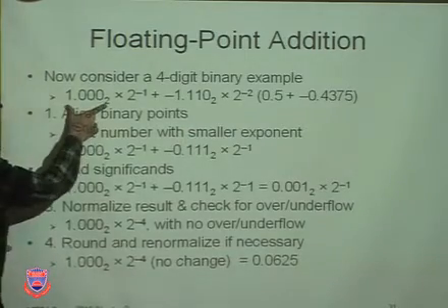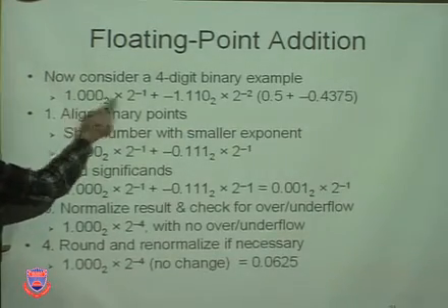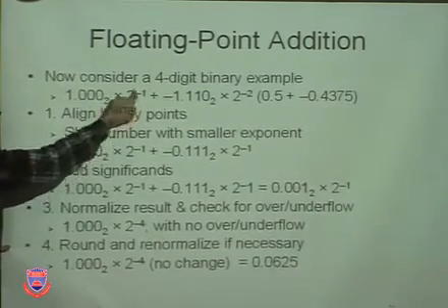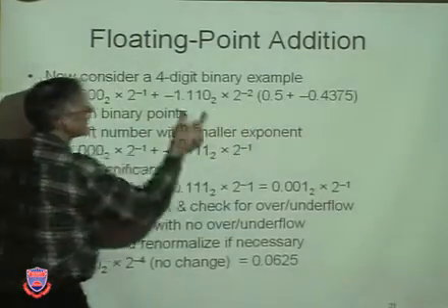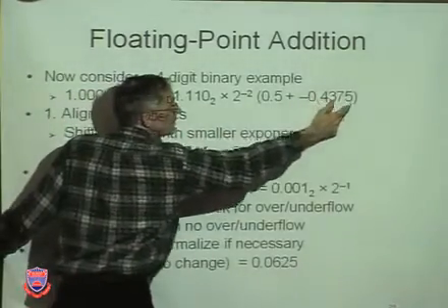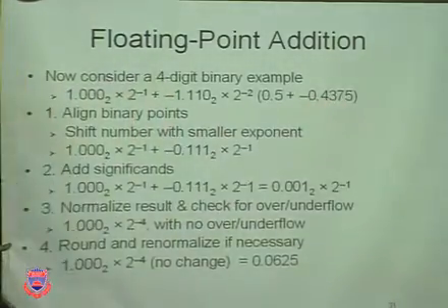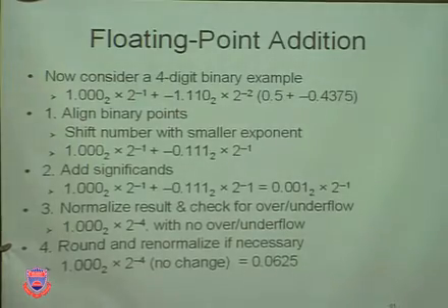So this turns out to be 0.5. Everybody see? 1 times 1/2 is 0.5. This turns out to be 0.4375. When you add those together, you can see I'm going to get a slightly positive number. OK, let's go ahead and do it.